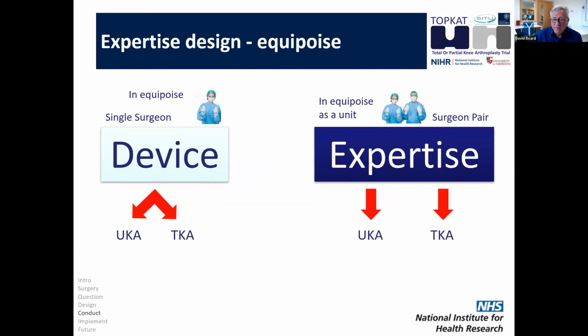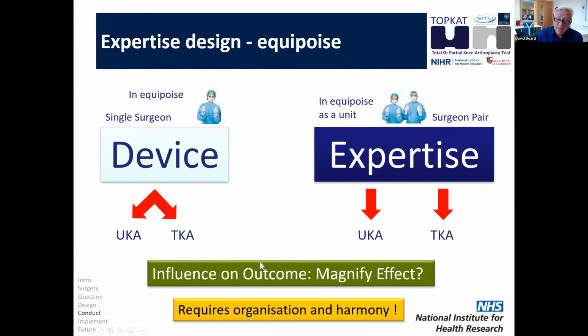So the patient will move in this case, and depending on what they're randomized to, the procedure will be carried out by the surgeon who is expert or chooses to do that. It can be a good thing. It can magnify the effect if you think it's important, but it does require a bit of organization and harmony. If these two people fall out, and it has happened, then you end up losing your randomization unit and you lose patients all round. But it can be done.